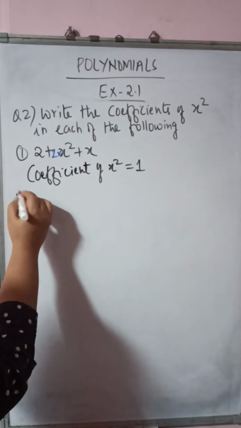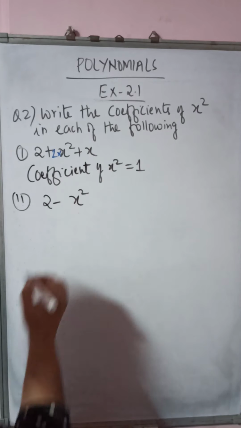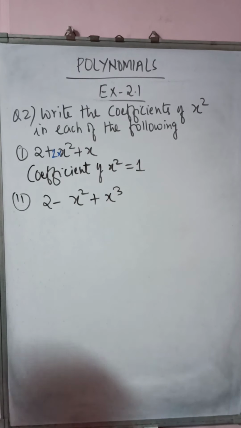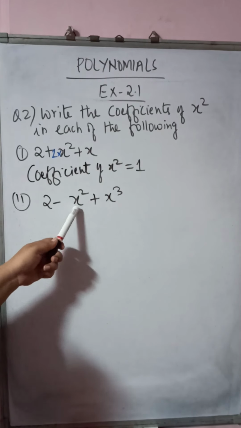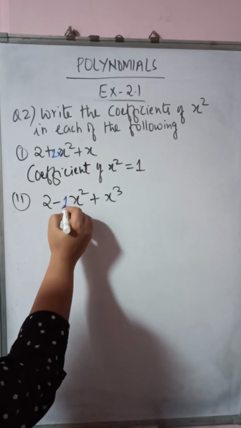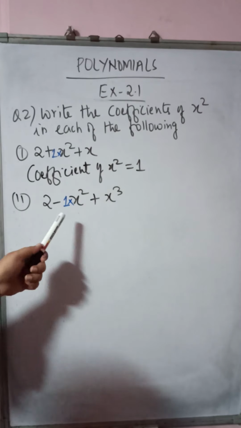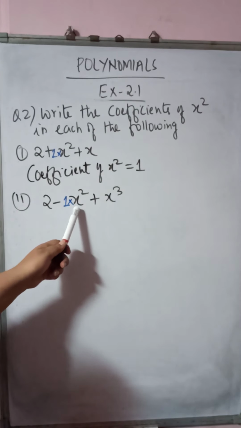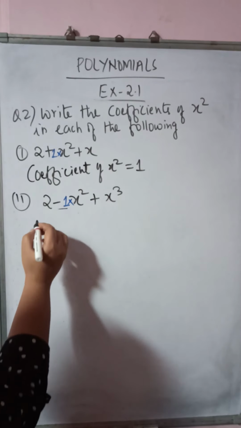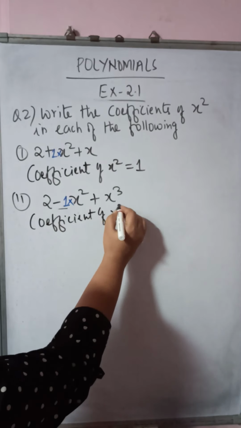Okay. Now second one, 2 minus x square plus x cube. Now we'll check this. Again, what is the coefficient? Which number is multiplying with x square here? Again, no number is mentioned, so it is 1. So minus 1 into x square, so minus x square. If no number is mentioned, you have to take the number along with the sign. So the coefficient of x square is minus 1.